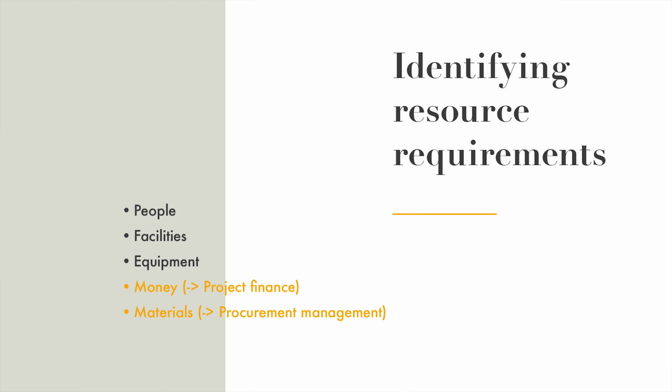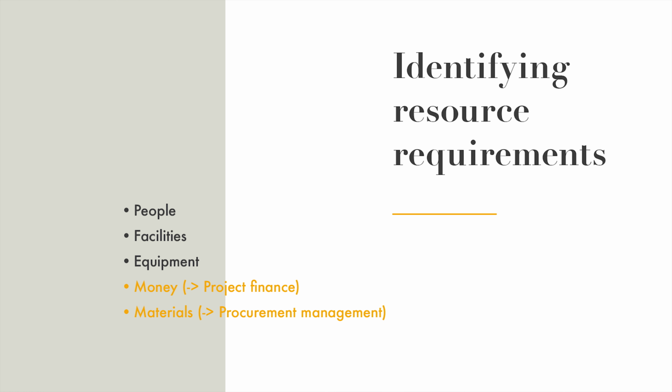Thinking further about resource needs, we can distinguish between 5 different types of resources. It's people, like we saw on the previous slide, that is human resources. It's also facilities, such as office space, warehouses, laboratories, or even parking lots. It's equipment, such as testing equipment, or cranes, which is often a constraining factor in construction projects.